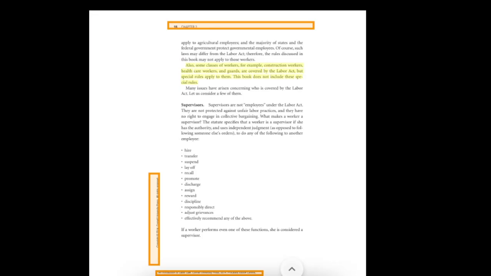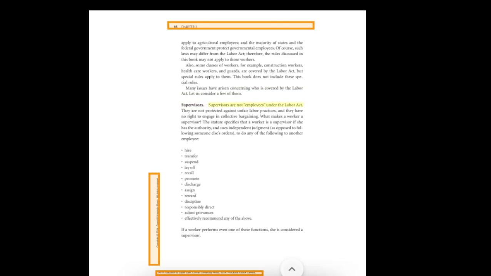Also, some classes of workers, for example, construction workers, healthcare workers, and guards, are covered by the Labor Act, but special rules apply to them. This book does not include these special rules. Many issues have arisen concerning who is covered by the Labor Act. Let us consider a few of them.